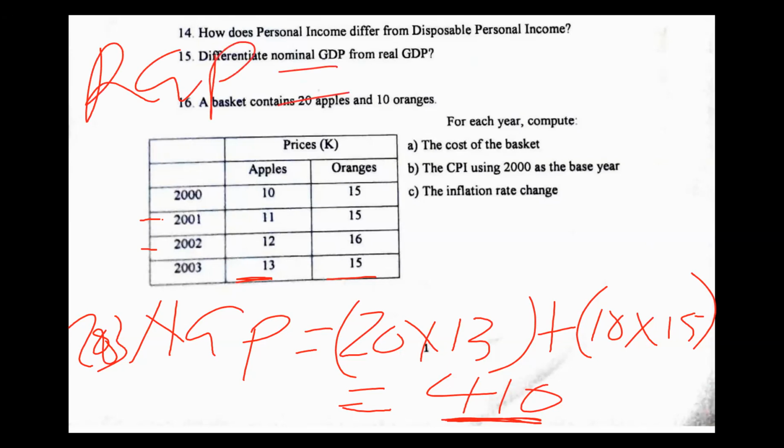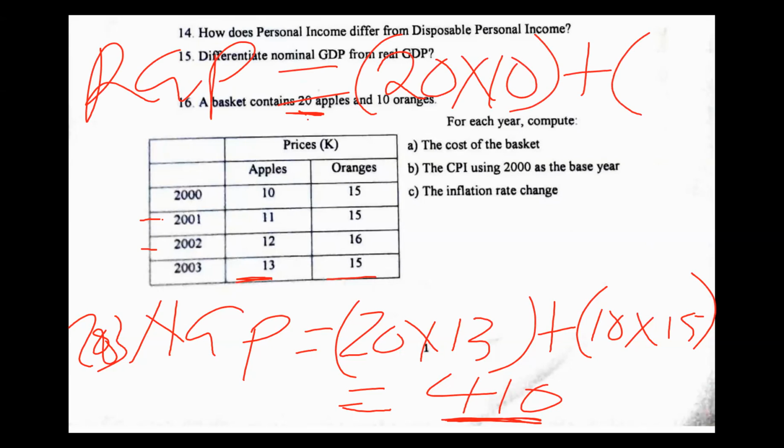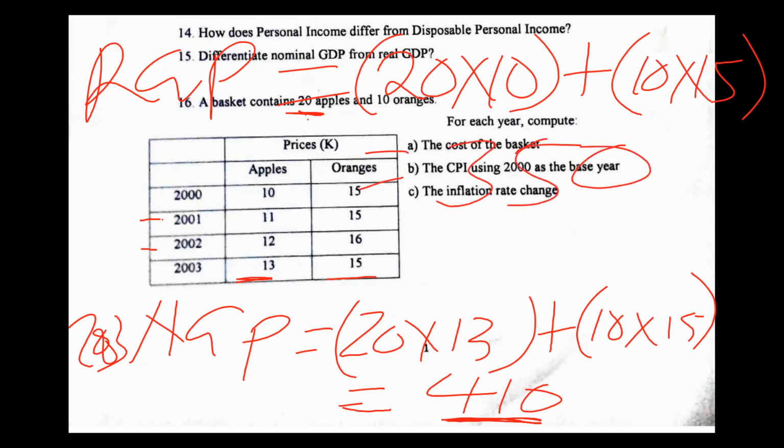Let's do the real GDP now. It means you are multiplying the quantities of 2003, which are fixed, times the prices of the base year. So it will be 20 times the base year price, which is still 10, plus 10 times 15. The quantities are fixed; I will show you the next example with different quantities. So we find 350 as our real GDP.